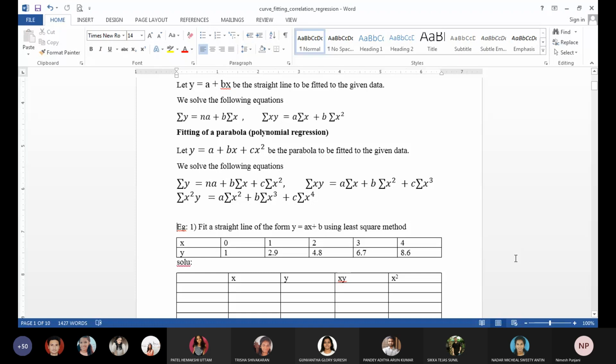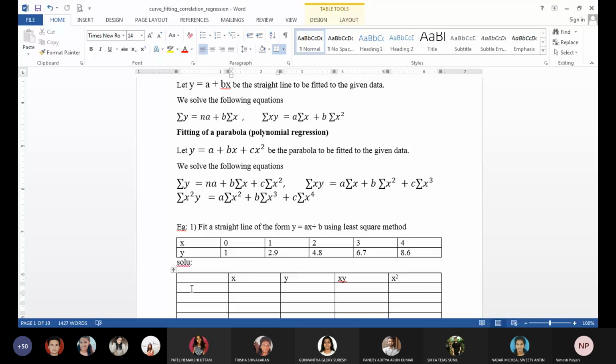Okay, we will do this first sum. What does the question say? Fit a straight line of the form y equals ax plus b using the method of least squares. Here the values of x and y are given.